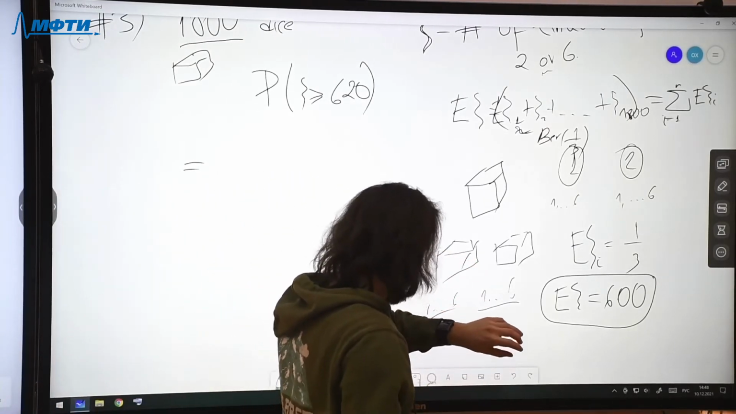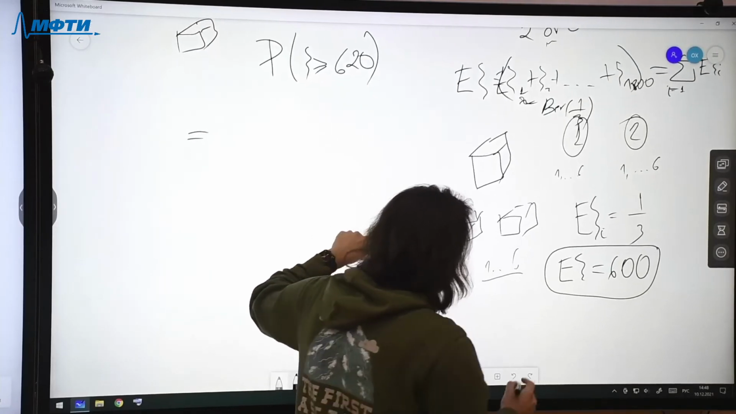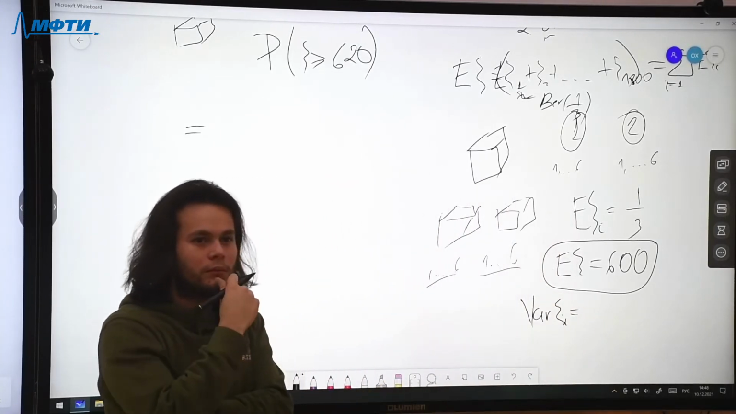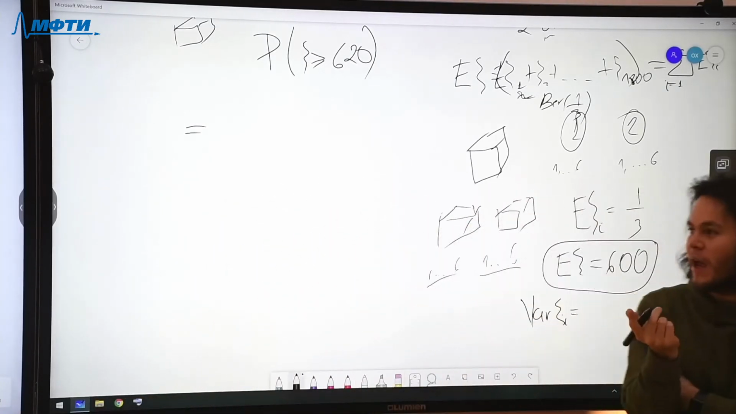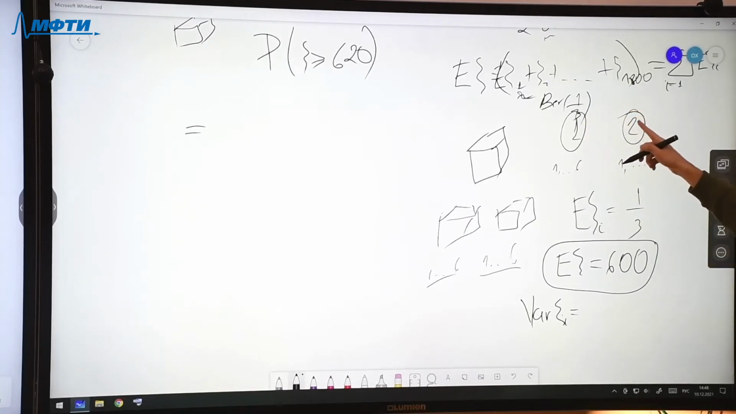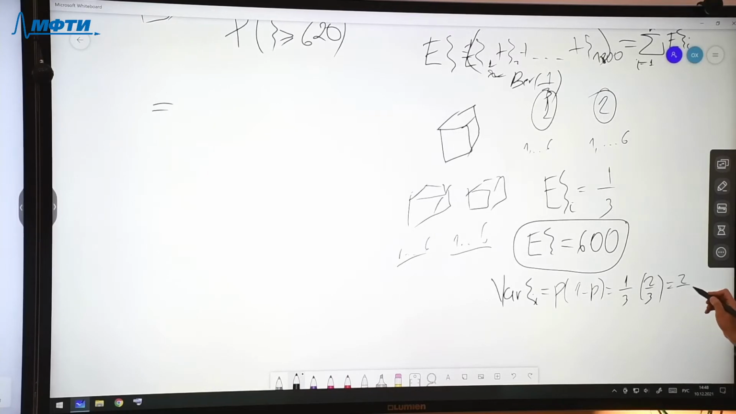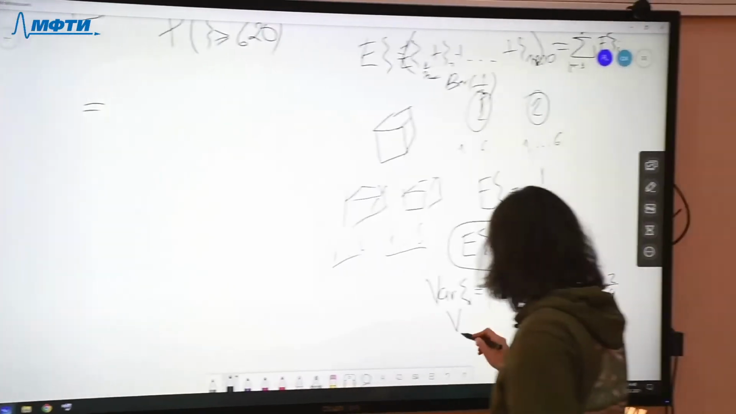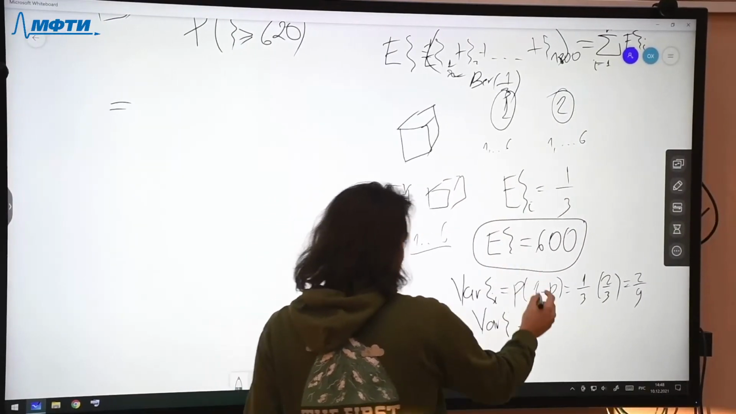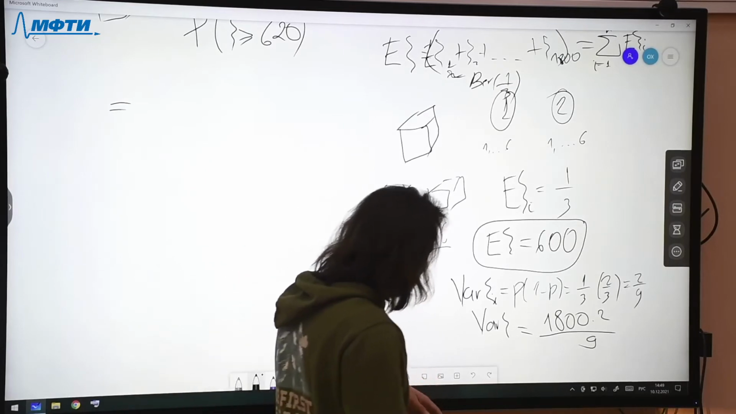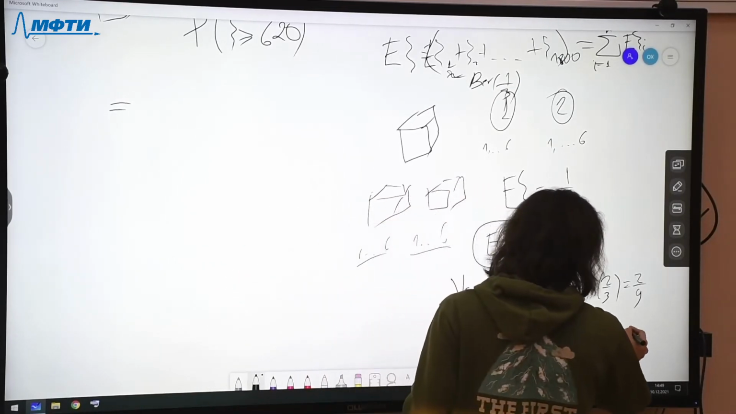Now, what do we find? The variance, exactly. So the variance of psi I. Psi I has Bernoulli distribution, so the variance is P times 1 minus P. P in this case is 1 over 3, and 1 minus P then is 2 over 3, yes? So it means that we have 2 over 9. And then the variance of Xi is just 400, right?